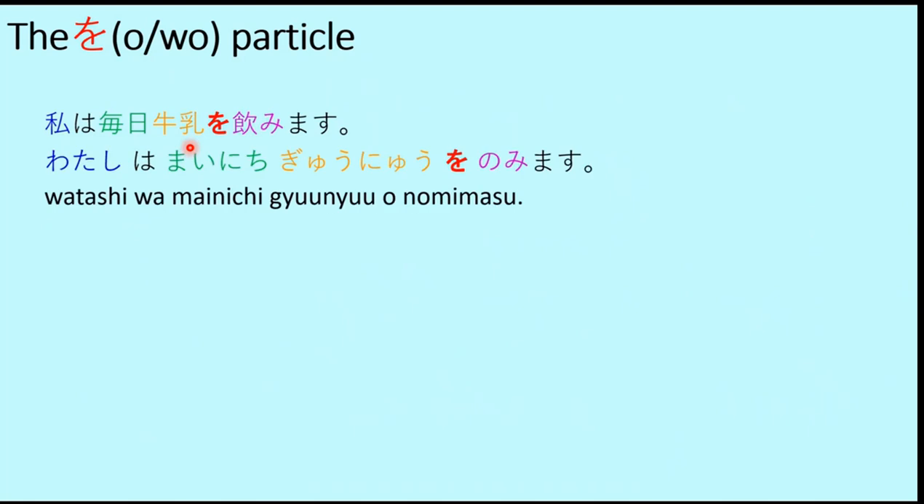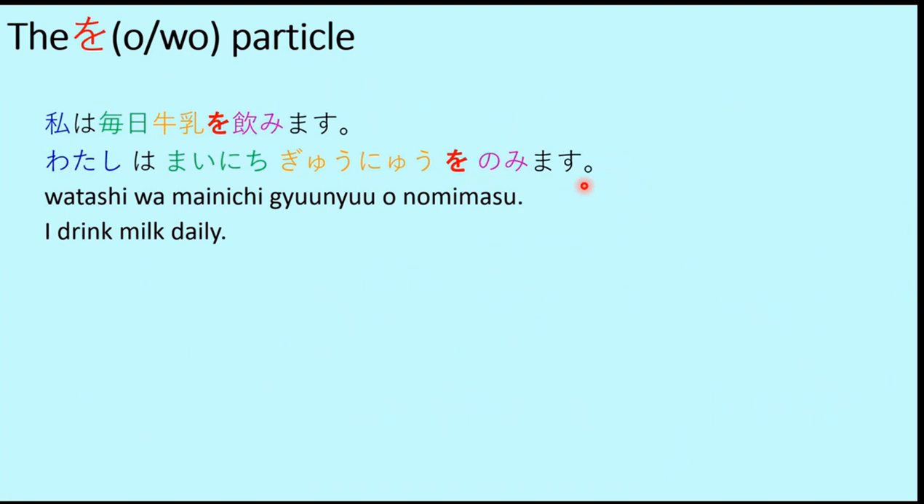So if I express it in hiragana, then it becomes gyunyu, which is milk, which we just saw in the previous slide. So watashi wa mainichi gyunyu o nomimasu. Nomimasu means to drink. So this is the kanji for nomi. For simplicity, I am writing in hiragana as well. Watashi wa mainichi gyunyu o nomimasu. That means I drink milk daily.